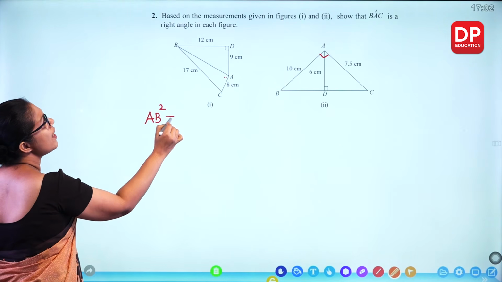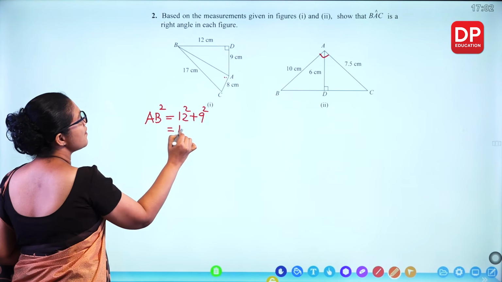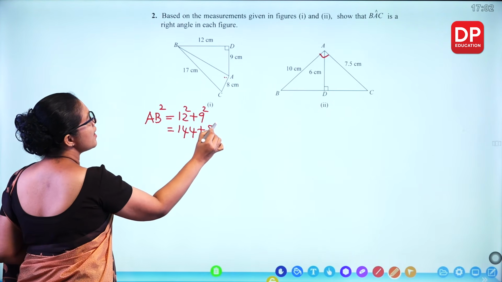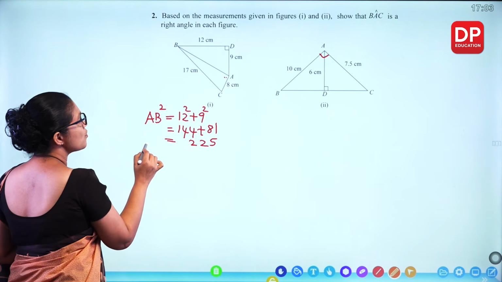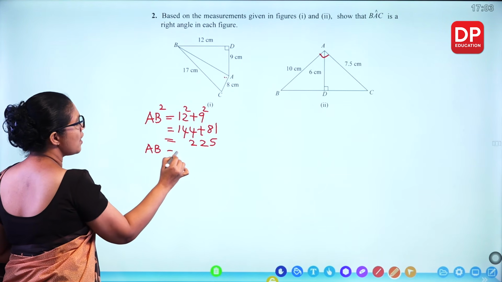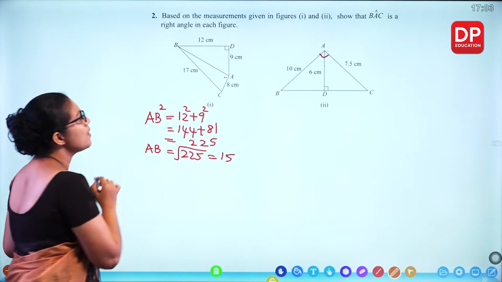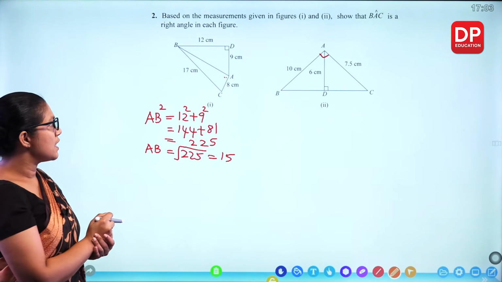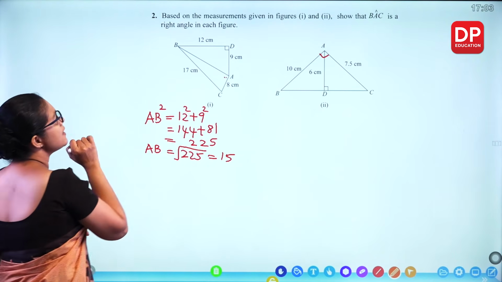What's AB squared? 12 squared plus 9 squared. 12 squared is 144. 9 squared is 81. You get 225. Square root of 225 is 15. So we got AB as 15. Now we'll see the largest side is 17.